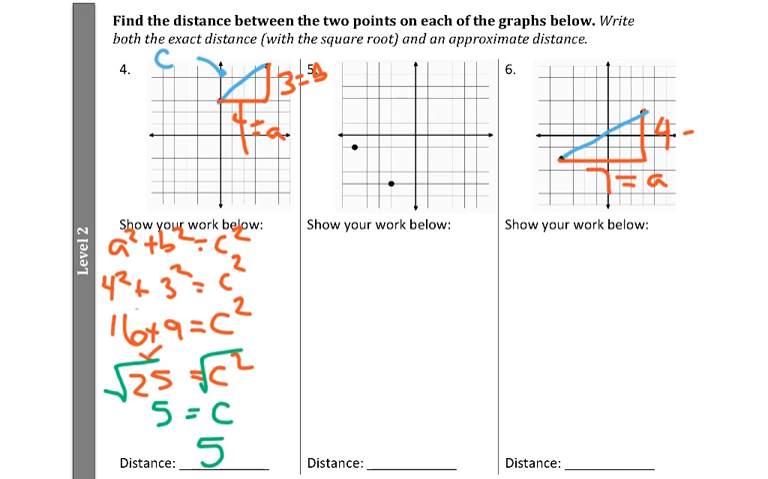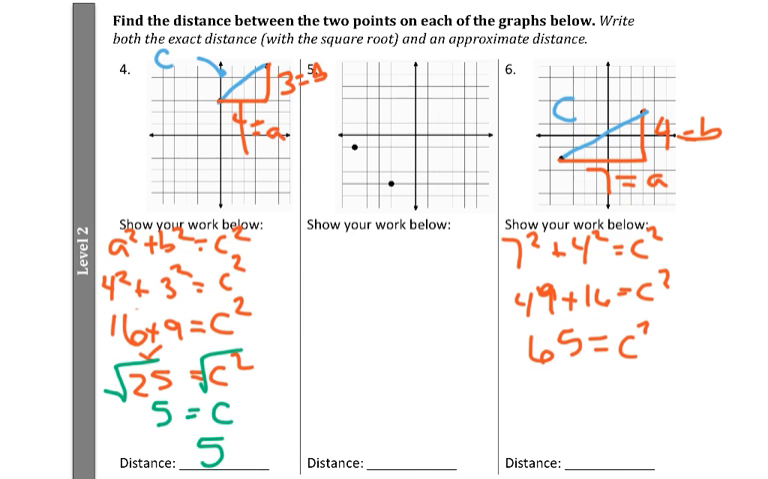Let's call 7 a and call 4 b, and we're trying to find c. Using the Pythagorean theorem, 7 squared plus 4 squared equals c squared. So 49 plus 16 equals c squared. Well, let me just double check. 49 plus 16 in my calculator is 65. Now remember, this side length here, that is not 65. The side length is going to be the square root of 65.